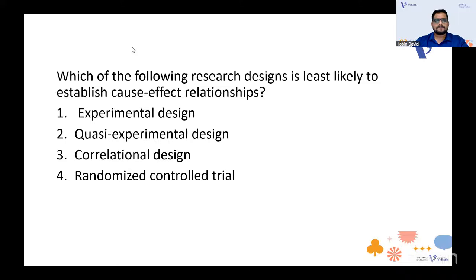Here experimental, quasi-experimental, and randomized controlled trial are all experimental designs. Controlled means controlling is happening in the experiment, as in experimental designs. It is correlational design. Correlational research is meant for exhibiting a relationship between two variables, not a cause and effect relationship, just relationship. That is what you call correlational design.